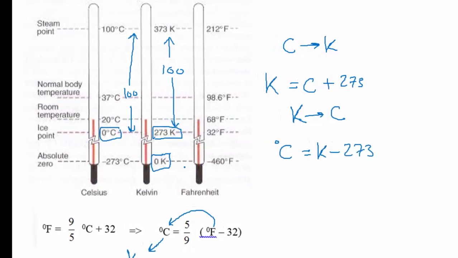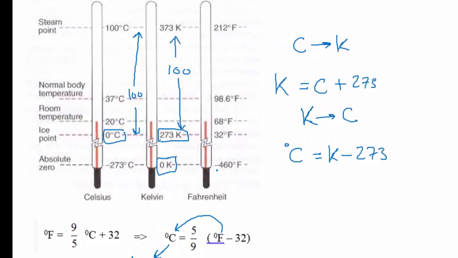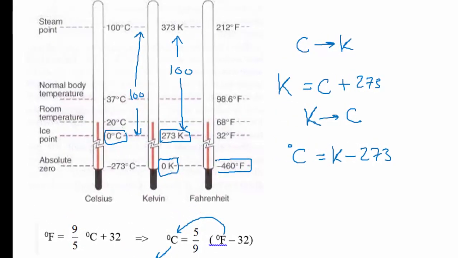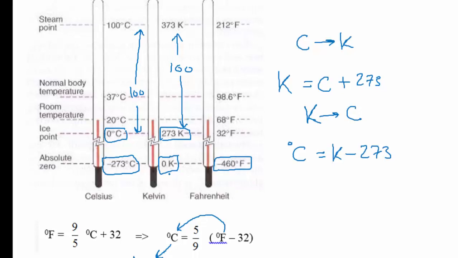And this 0 Kelvin is equivalent to negative 460 Fahrenheit, which is equivalent to negative 273 degrees Celsius. So that's the basis of the Kelvin scale. It's based on absolute zero, which is the minimum temperature you can ever reach. You cannot go beyond 0 Kelvin because matter has already reached its minimum kinetic energy.